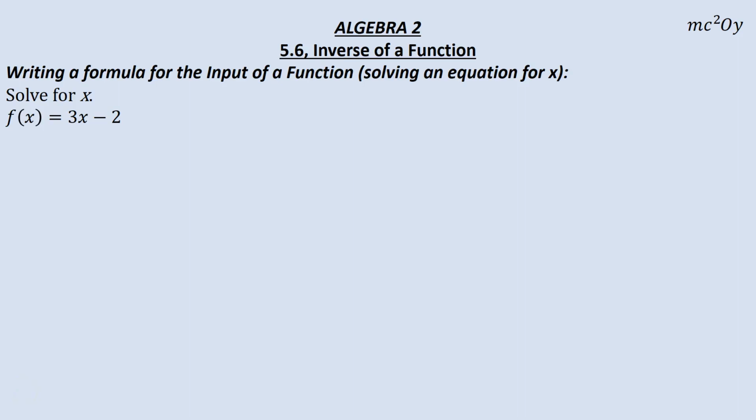Okay, inverse of a function. The first thing we're going to do is make sure it's understood how to solve for x. So if you're given f of x equals 3x minus 2, I'm going to write that as y equals 3x minus 2. I'm going to get x by itself by adding 2. So I have y plus 2 equals 3x. And then divide by 3. So x is equal to y plus 2 over 3.